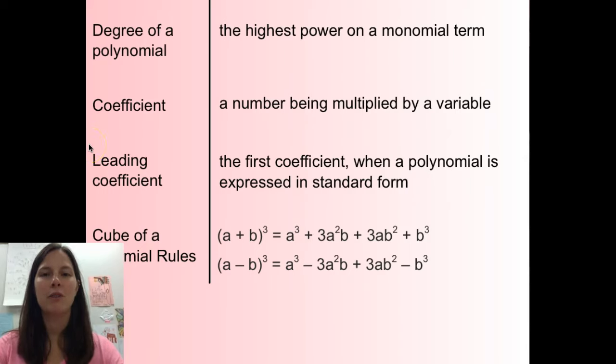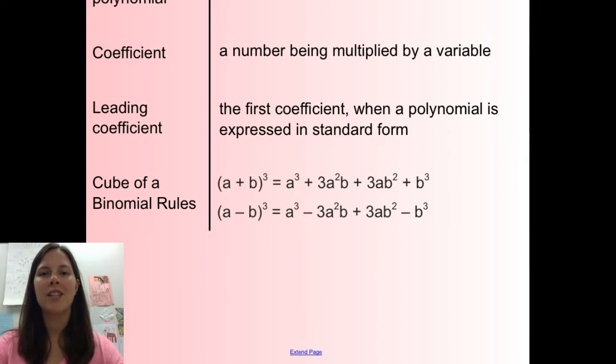Coefficient is a term you should be familiar with. It is the number that is multiplied by a variable. The leading coefficient, again, if the polynomial is in standard form, is the first one. Otherwise, it's the coefficient on the term with the highest degree. And we're also going to take a look at how to cube binomials. These are the shortcut rules, and I will go over what I think is an easier way to get your binomials raised to a power than what's written here in front of you.